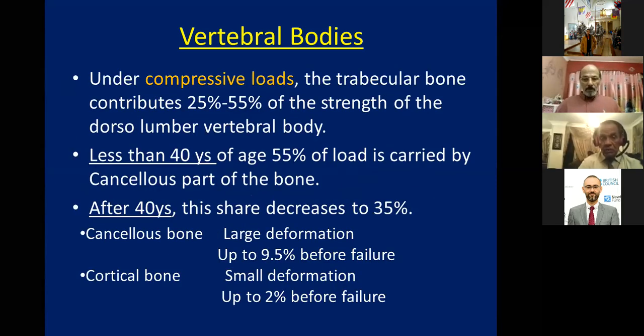Under compressive load, the trabecular bone contributes 25 to 55% of the strength of the dorsolumbar vertebral body. When the patient is less than 40 years of age, 55% of our load is carried by the cancellous part of the bone, because our cancellous bone is still young and there are no signs of osteoporosis. After 40 years, this share decreases to 35%. And this causes cancellous bone large deformation up to 10% before failure. This is the difference between cancellous and cortical bone, while cortical bone is stiff and only small deformation occurs before failure, up to 2% only.